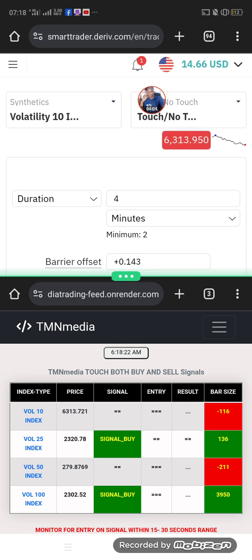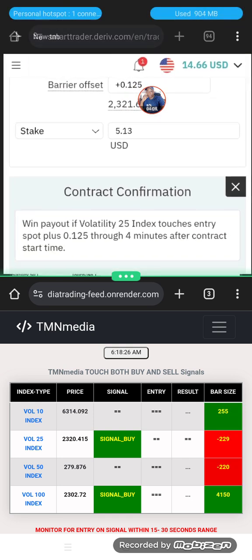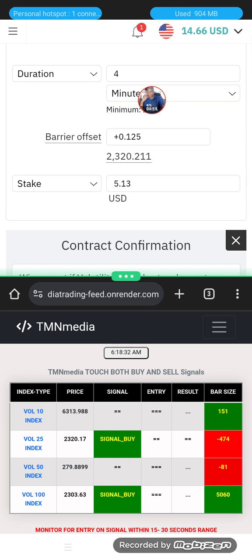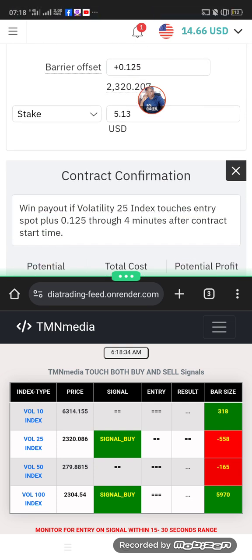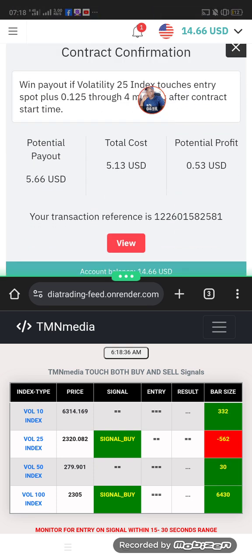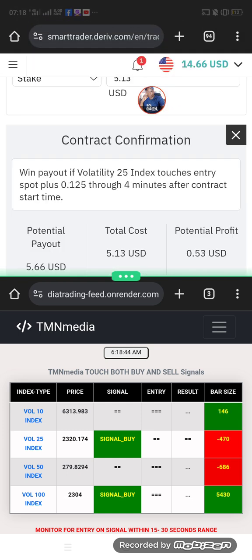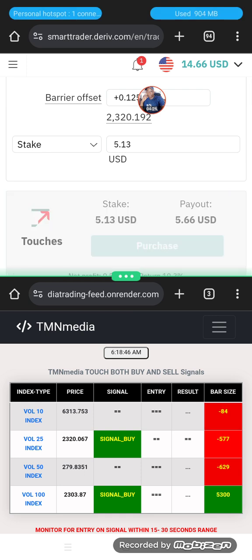This is a plus barrier for 10. Plus barrier for 25. I've traded 25 before, and I won the trade. So probably we should see the trade I traded. You can see the trade. It didn't take that long. And I'm trading for 10%.